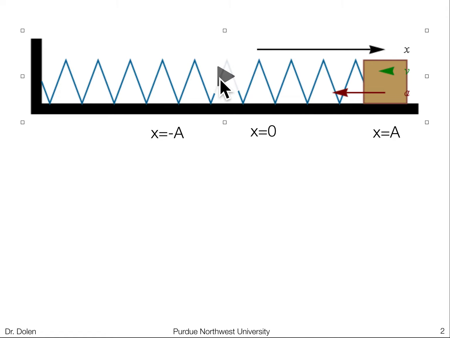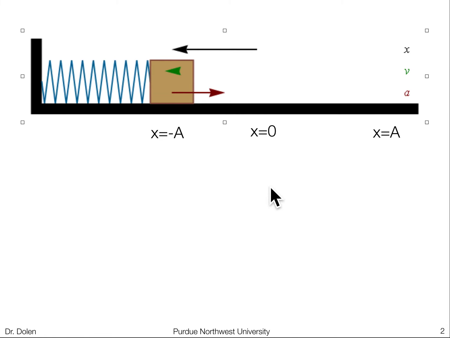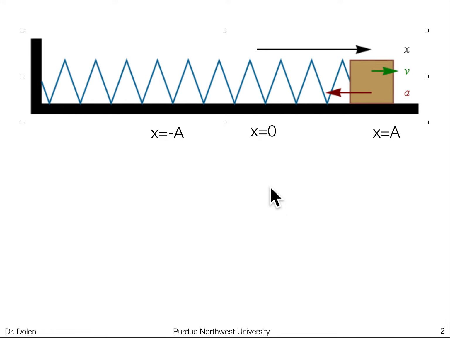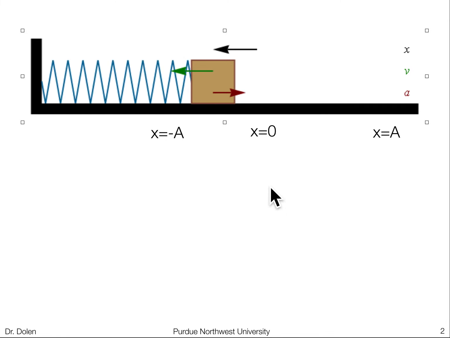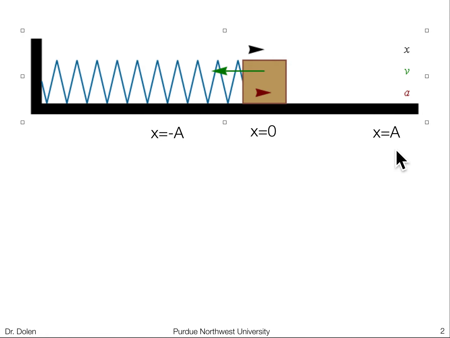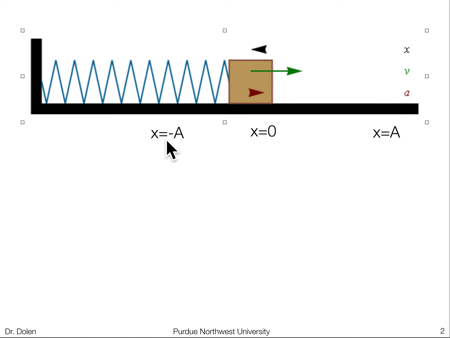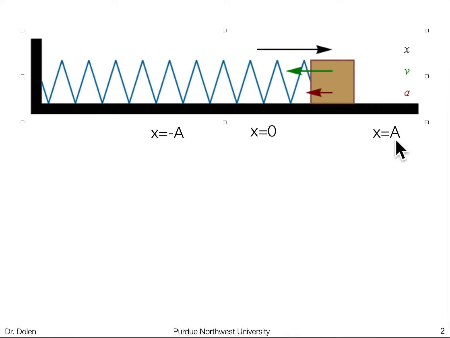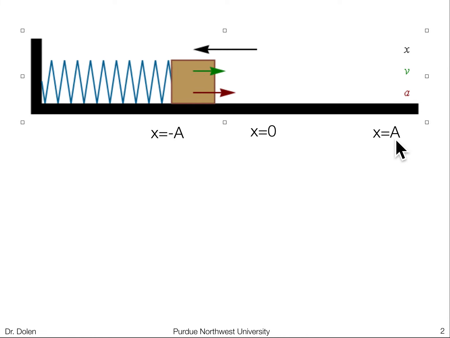Sorry, let me get this animation going. Where I can see that this box is just going to oscillate back and forth on this table. It's going to pass through at the equilibrium position. And it's going to make it out to its maximum displacement and its minimum displacement. We're going to call the maximum displacement the amplitude. Okay, so this is our basic model.